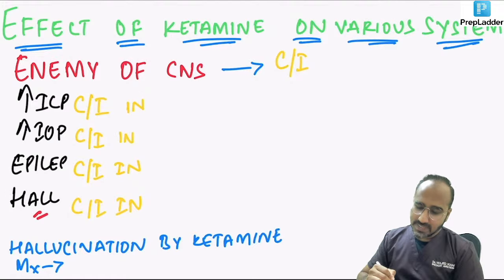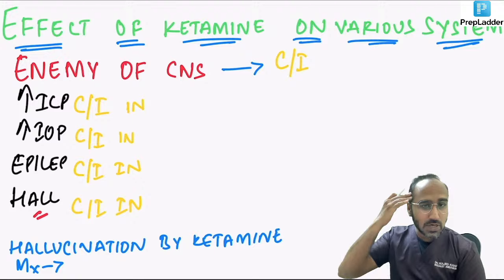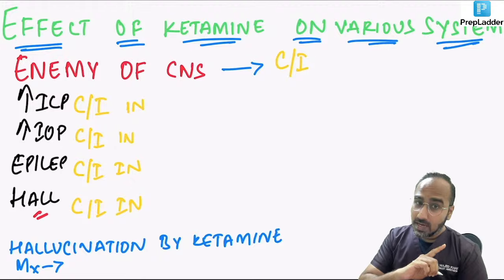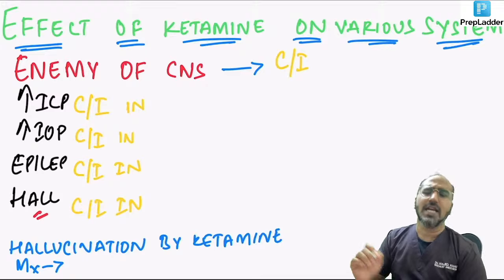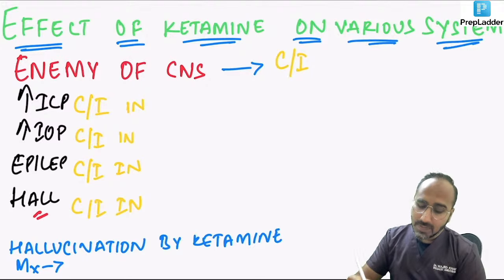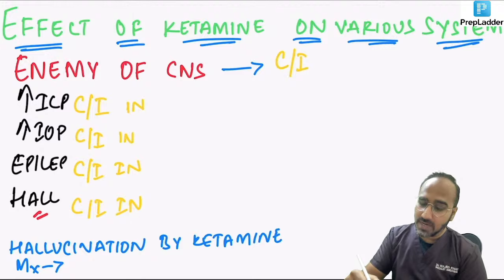Anyways, ketamine, when you give it to the patient, will cause a pat se headshot to the CNS. It is the worst enemy of the CNS and the best friend of all other systems. As it is a worst enemy, what will it do, guys? Ketamine increases the ICP and IOP. If it is increasing the ICP, it will be contraindicated in head injury and neurosurgery.